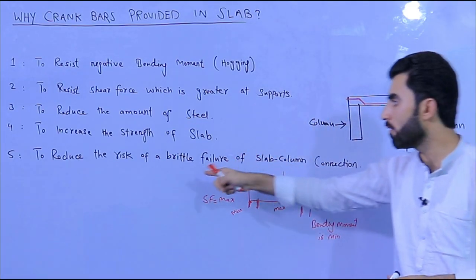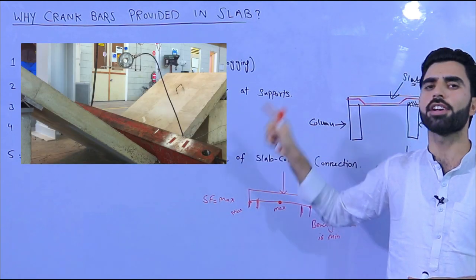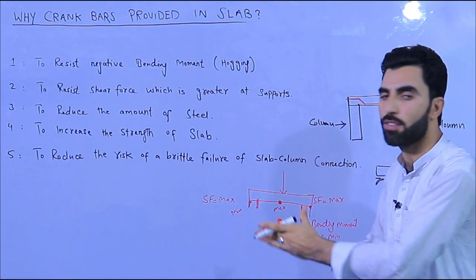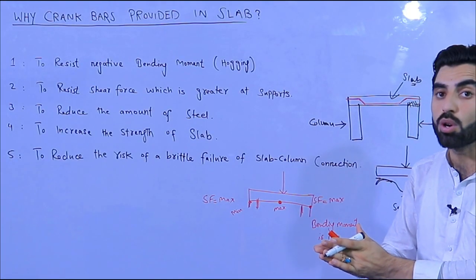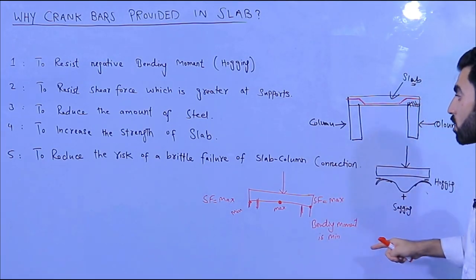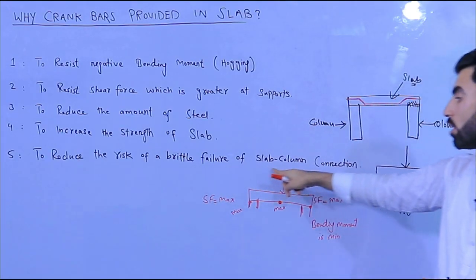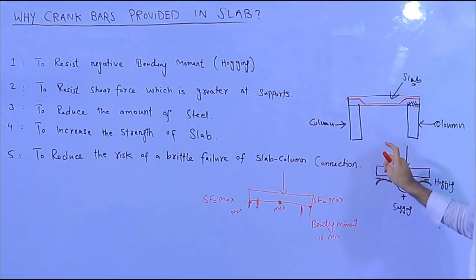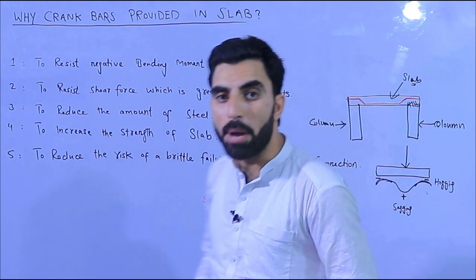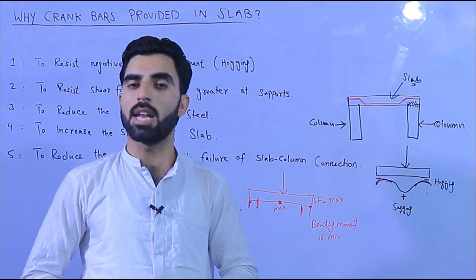So this is the picture of brittle failure. Don't confuse, this is the picture of brittle failure. If you don't provide crank bar in RCC slab, it results in brittle failure. So for that purpose, we should provide the crank bar to reduce the risk of brittle failure of slab column connections. So guys, these are the main points for which we provide crank bar, especially in RCC slab.